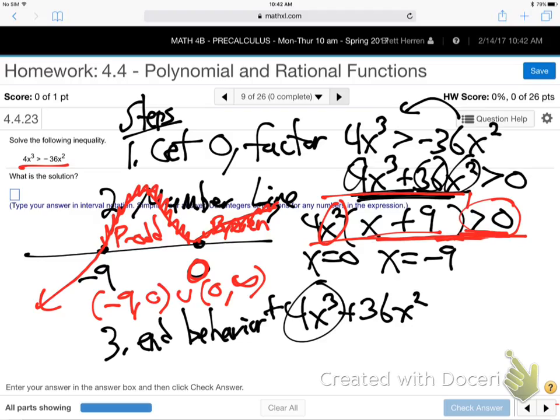Where if that had an equals, if that was greater than or equal to 0, then I would just say, hey, it's all the way from -9 to infinity, wouldn't I? Because I would want to keep that, right? Making sense? But we don't want to keep it because we don't want the equal 0. So there is our answer.